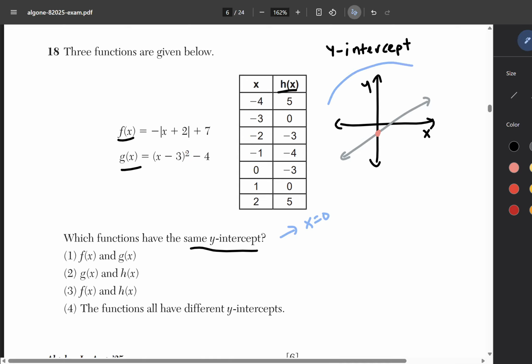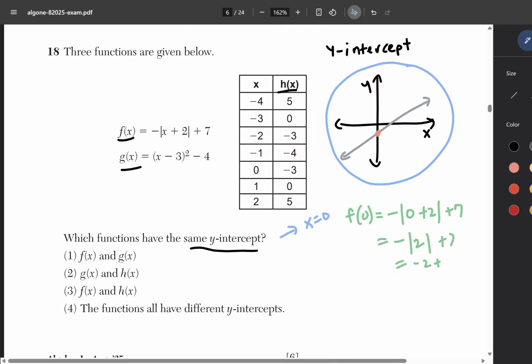So moving on, we have first the intercept of f of x, or f of 0 rather, because we're replacing x with 0. So when we substitute that, we are left with this expression, and we get 0 plus 2 is 2, the absolute value of 2 is 2, plus 7 equals 5. So f of 0 is equal to 5.